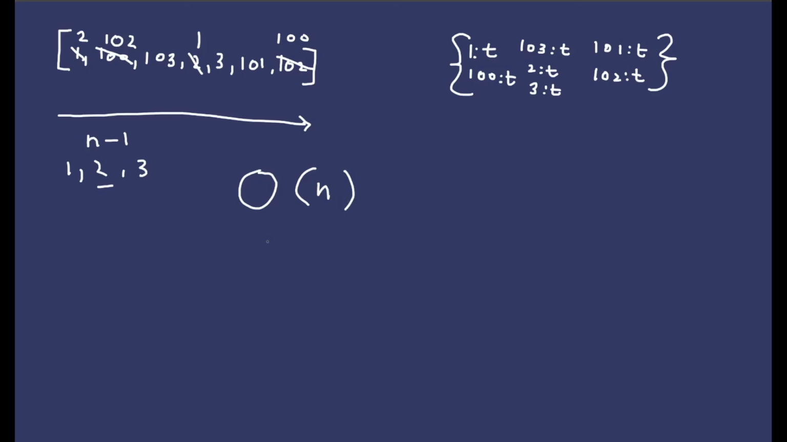And then how much space are we using? Well, we're building a dictionary that is directly proportional in size to the size of the input array, so we get O of n space as well. So that's time, and then that's space.